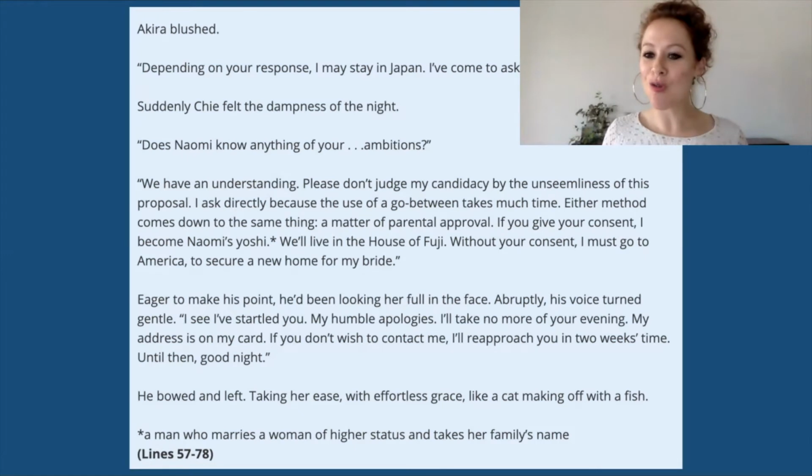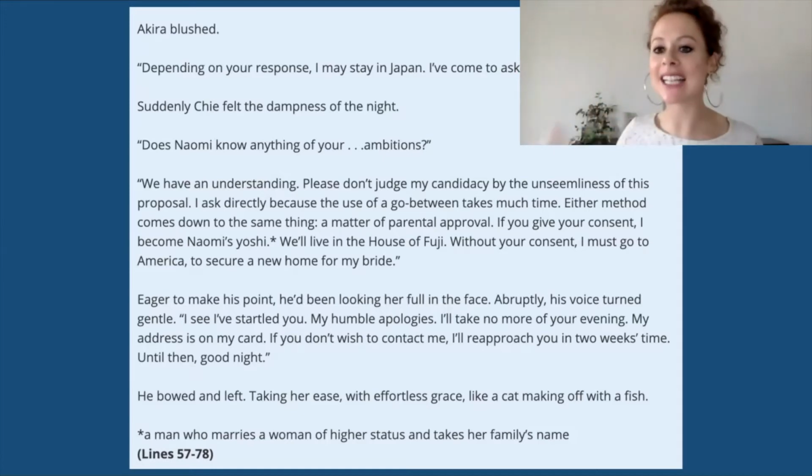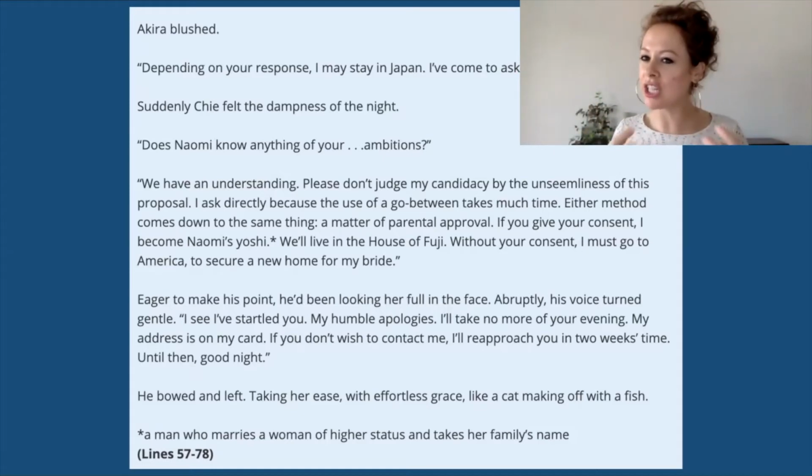So we can see more about this Akira character. What is he doing? He's basically asking for a proposal. It's an engagement. We know that he's asking for somebody who is of higher status than he is. So there's a little bit of apprehension there of, is this his place? Is this the right thing to do?